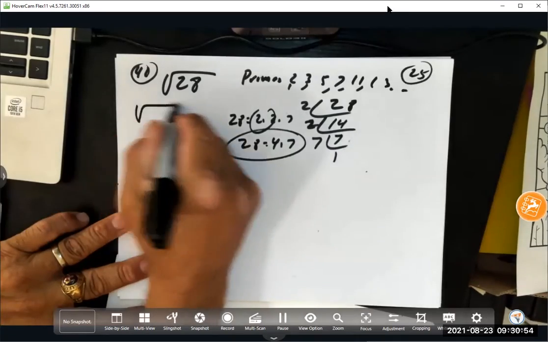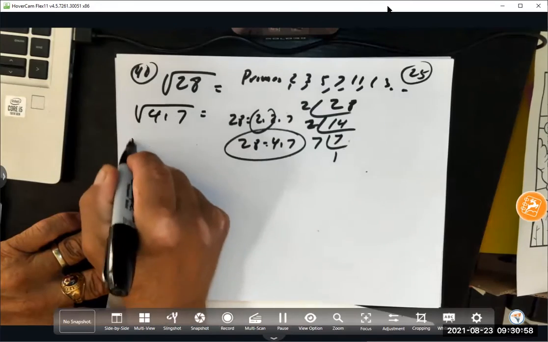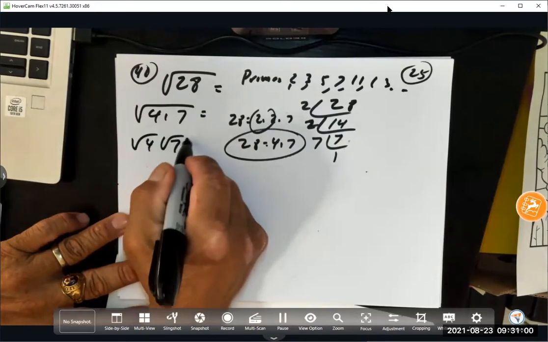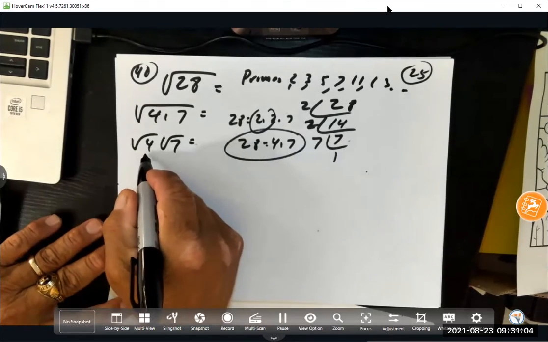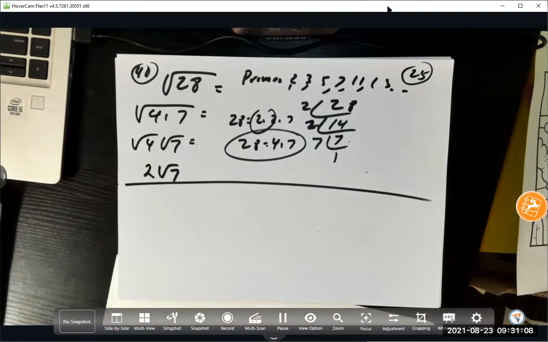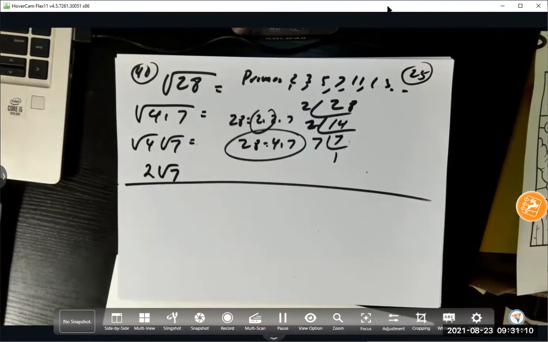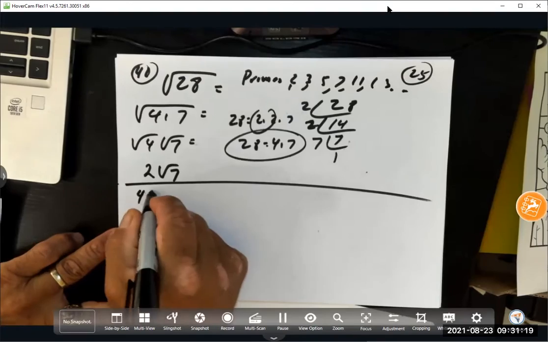So I bet you I can rewrite this one here. It's 4 times 7. Square root of 4, square root of 7. What's the square root of 4? 2. Yeah, so it's 2 square root of 7 is the answer, like that. Does that make sense? Well, let me do one more like this one.